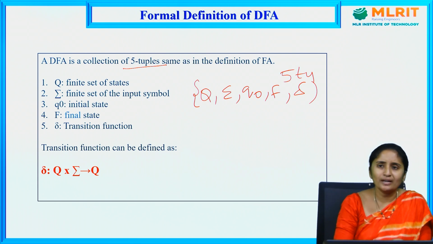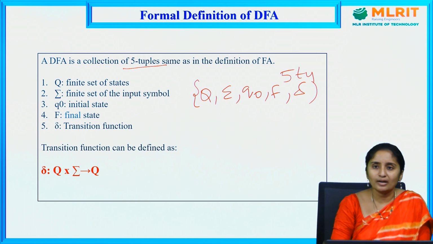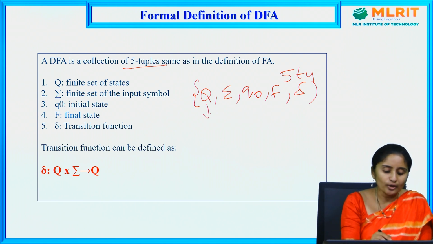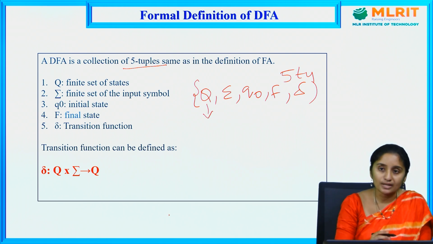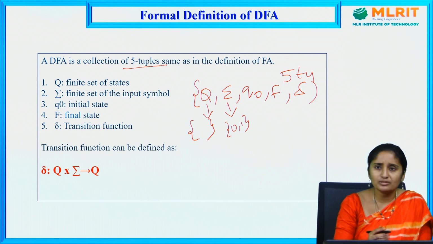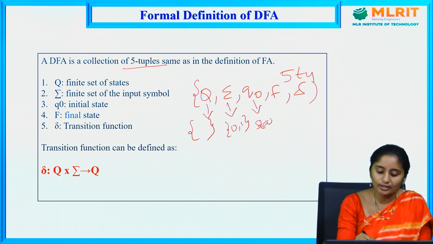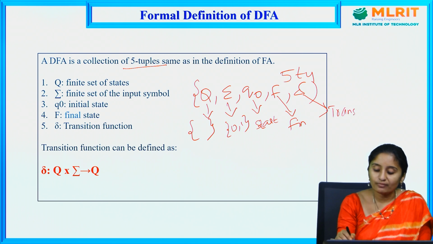If we find a finite automata, it is nothing but a deterministic finite automata. Just now we have seen here, Q is pointing to the set of states, written in the flower brackets, and sigma is nothing but the input symbols I am having, for example 0, 1. Some alphabet symbols. Q0 is nothing but the starting state. F is pointing to the final state, and delta is pointing to the transition function.